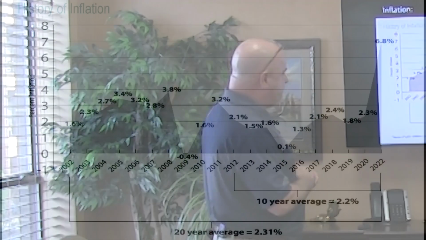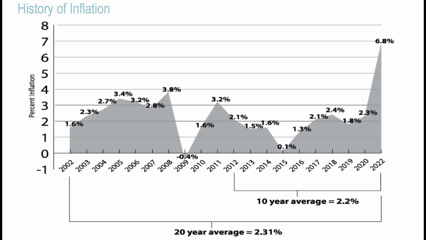So this is an inflation chart going back 10 years and 20 years. So over the last 10 years, according to the U.S. government, our average inflation rate has been 2.2%. If you go back 20 years, it's 2.31. Now, you can see 6.8. What do y'all think about those numbers?